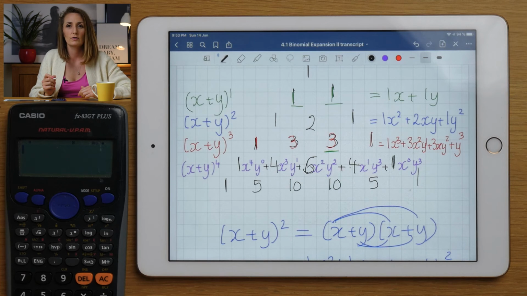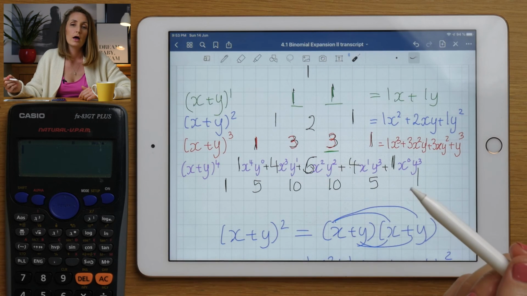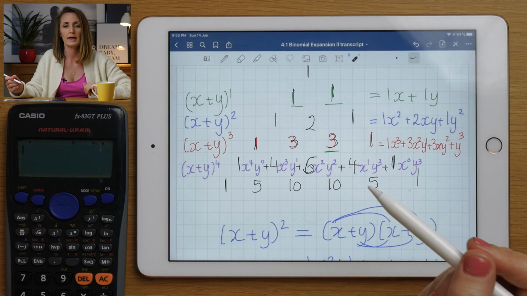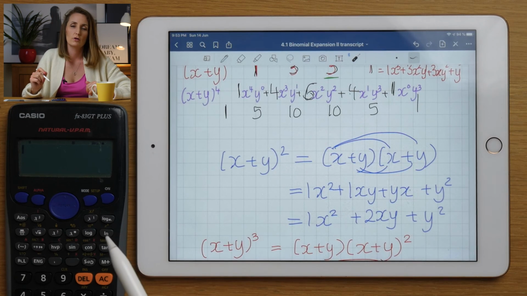So Pascal's triangle is a quick way to work out the coefficients when we're multiplying out brackets. It's really useful if you've got a high power and you don't want to be multiplying out using a FOIL method or drawing these lots and lots of times. You can go very quickly, directly to the answer.